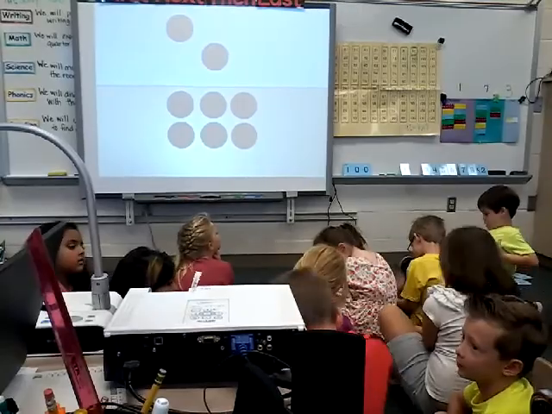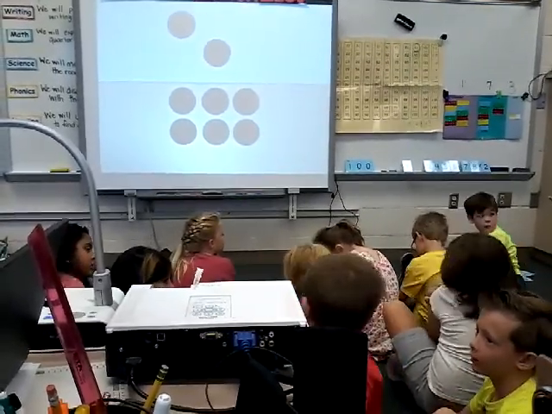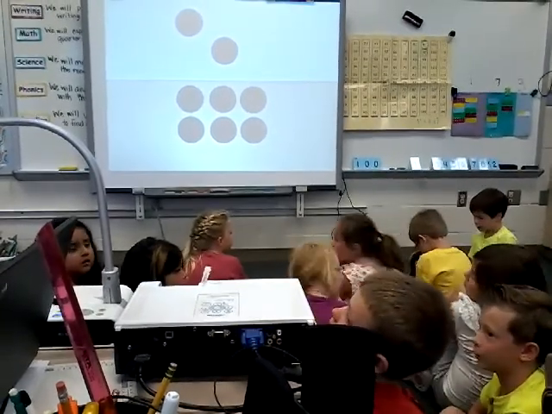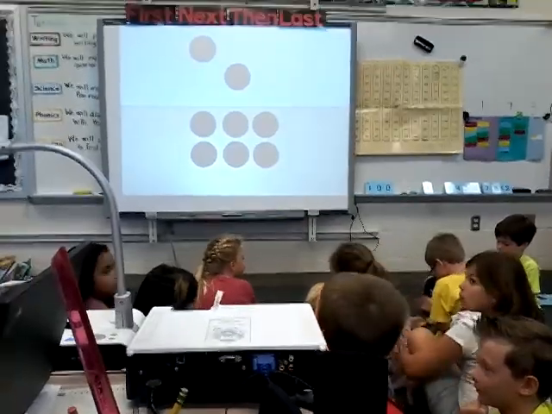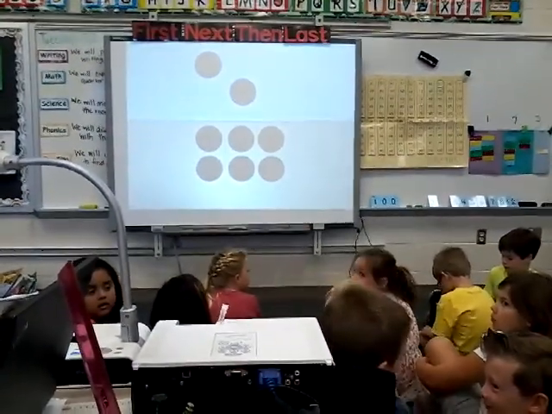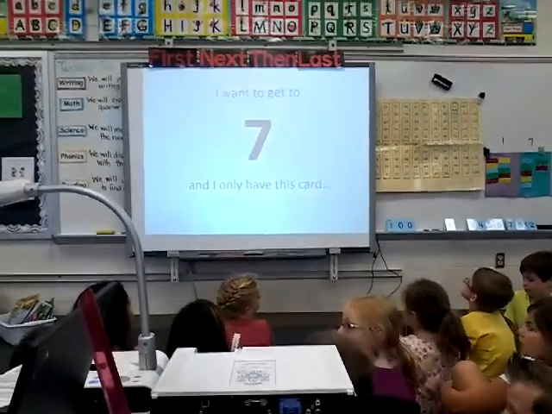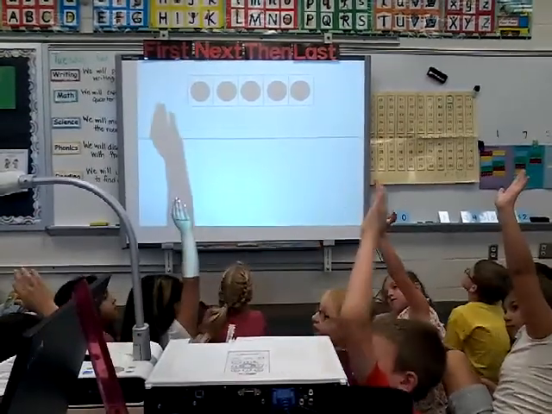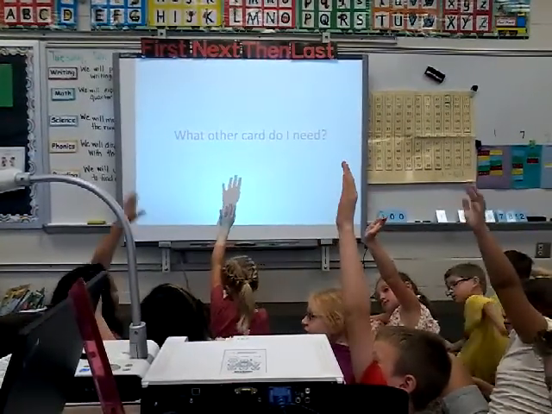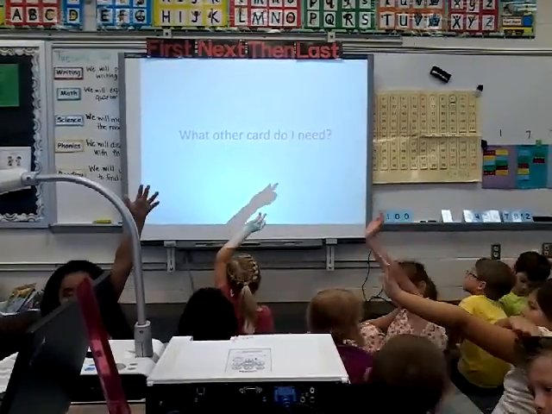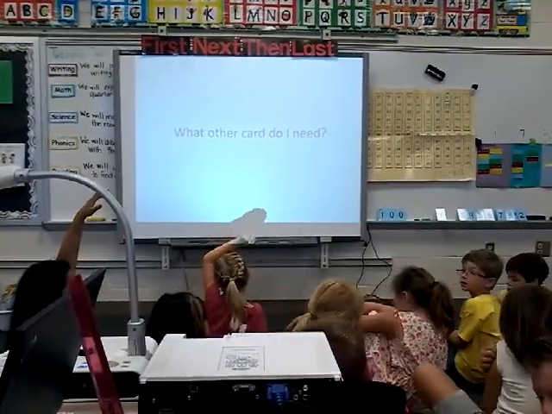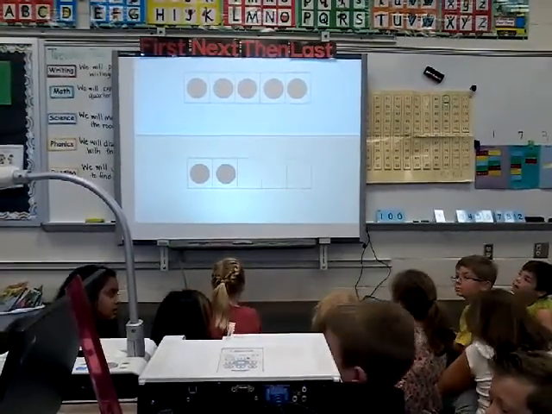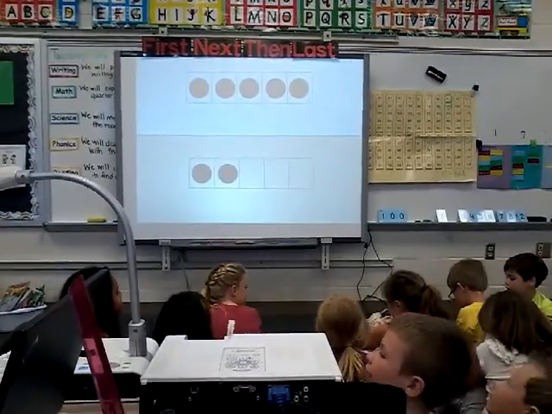Mm-hmm. And if you start out with 7, you can just add 1 more. Exactly. It's just 7 plus 1 minus 1 plus 1. Okay. You sure about that? Okay, let's try one more. I want to get to 7, and I only have this card. Oh, that looks like something we've seen before. What other card do I need? Caleb. 2. And that makes how many? 7. Okay, let's try one more, and we'll switch to one more.